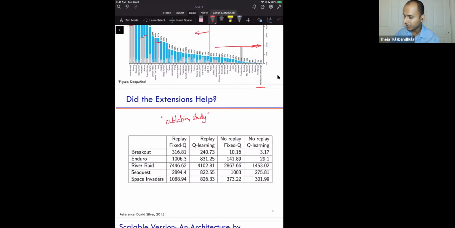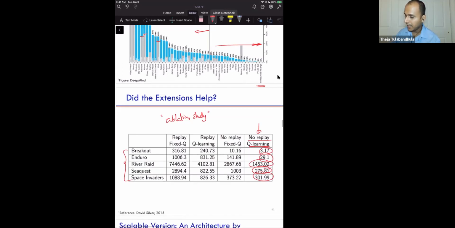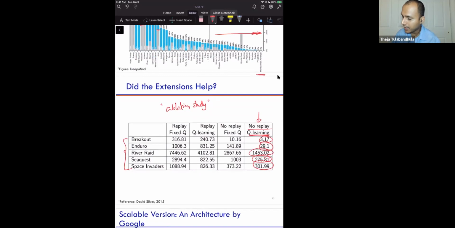Okay, so you can start with the most vanilla version. You have no experience replay, and you just do Q learning, and these are the scores you can get. These are the numbers for 5 games, a subset of games from the Atari learning environment from the previous figure. Now let's say you freeze the target, but there is no replay buffer. You just added one feature, but not the other one. Then you see some improvements.